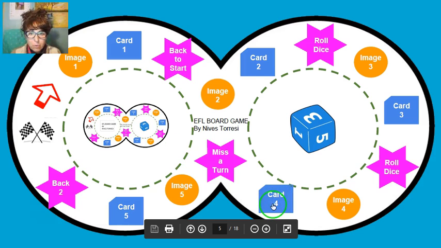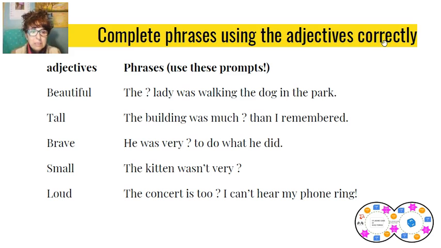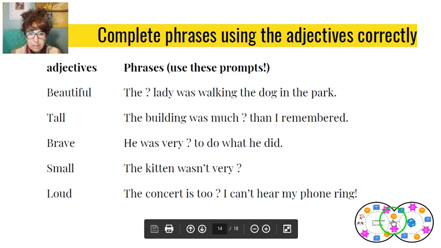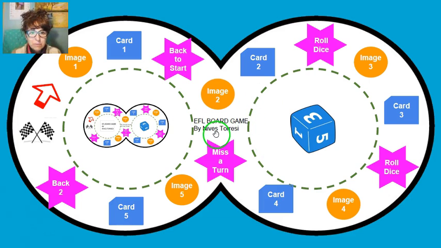Okay, so let's go on card 4. Card 4 is complete the phrases using the adjectives correctly. So you can create your own in any case. And again, I'm just going to click on the logo and it takes us back. And that's how easy it is to play. Basically, that's the game. It takes you back here and you just keep going backwards and forwards until you've exhausted all the cards. Now, I've only created 5 images and 5 cards.